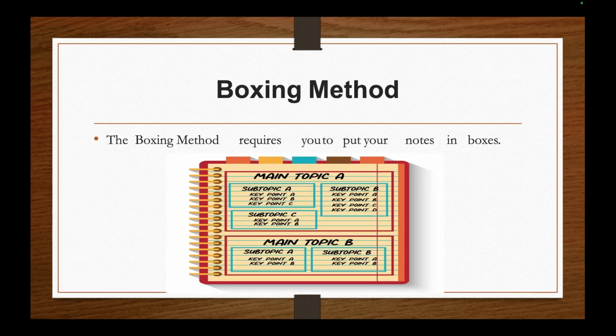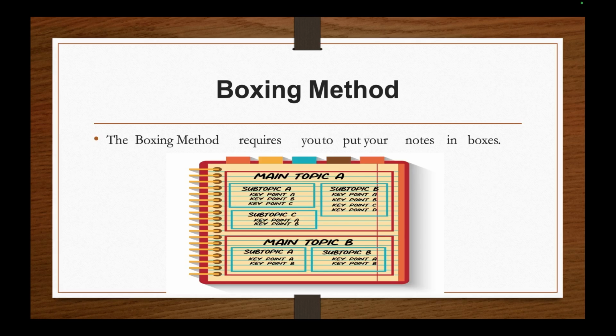Now, the first method is boxing method. Here's a pictorial representation for you that how boxing method looks like. The boxing method requires you to put your notes into some relevant boxes. Here, we can have 2 themes that can come as main topic A and main topic B.